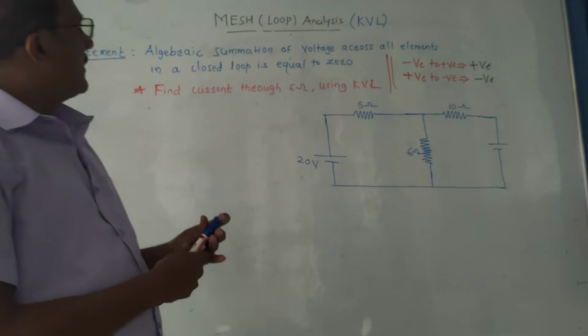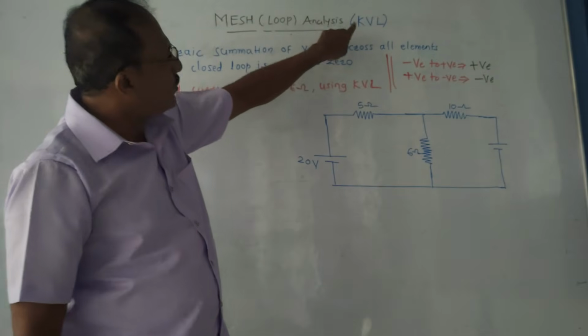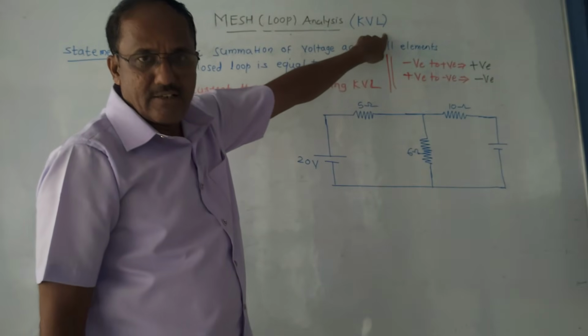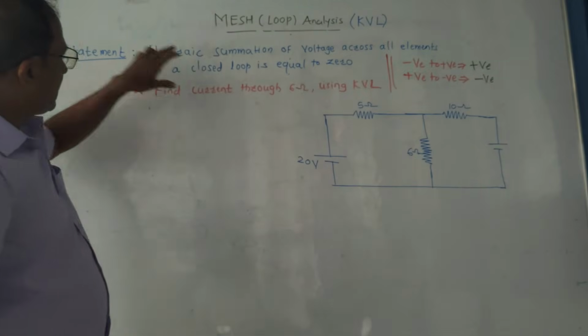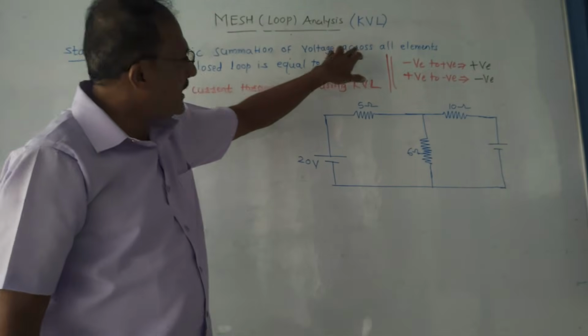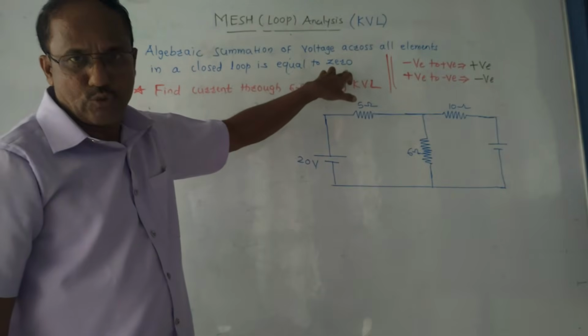Dear students, today's topic is mesh or loop analysis. It is also called as KVL, that means Kirchhoff's voltage law. The statement is: algebraic summation of voltage across all elements in a closed loop is equal to 0.